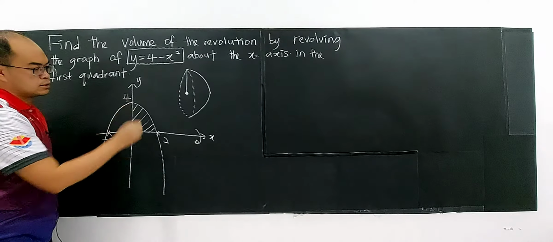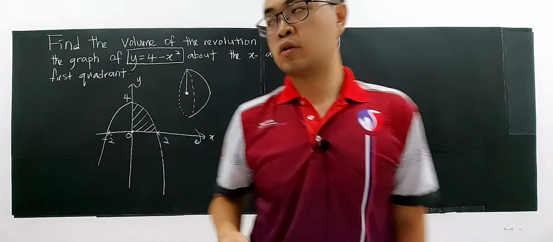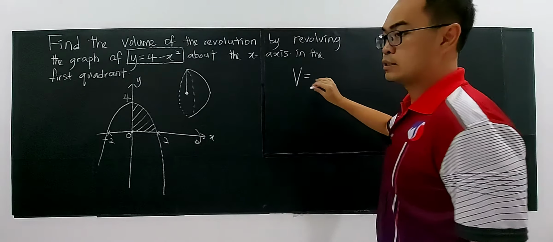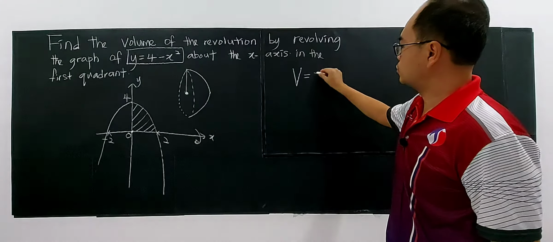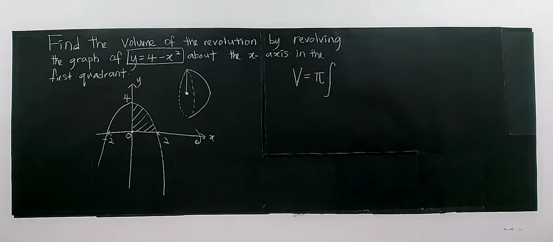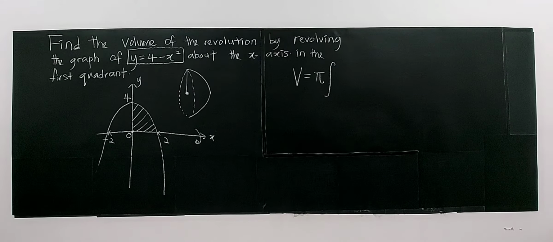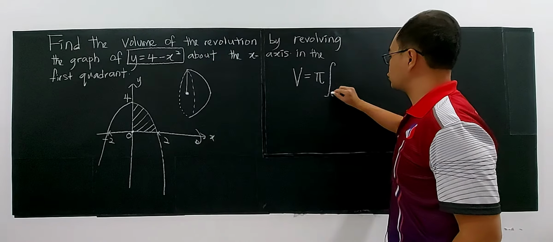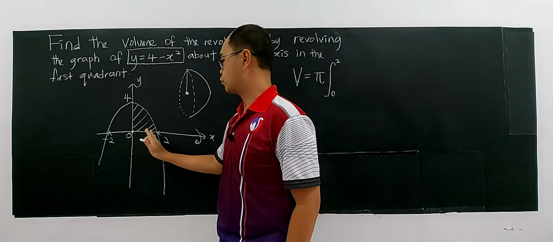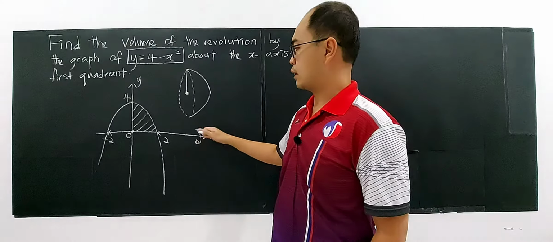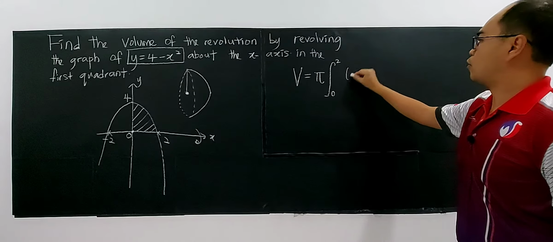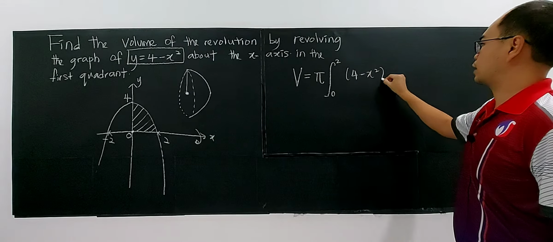So to rotate this, if you want to find the volume, this is the formula. This is the disk method. We integrate pi from 0 up to 2. This region is from 0 up to 2 because we rotate through the x-axis, which is under the graph of 4 minus x squared dx.